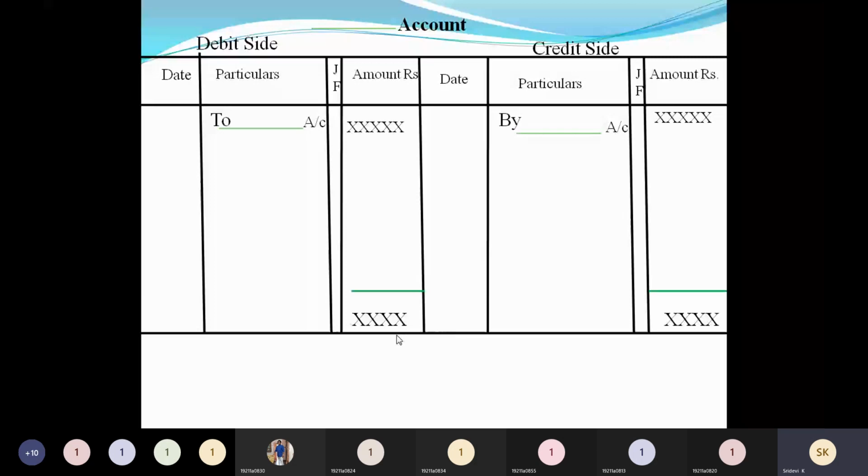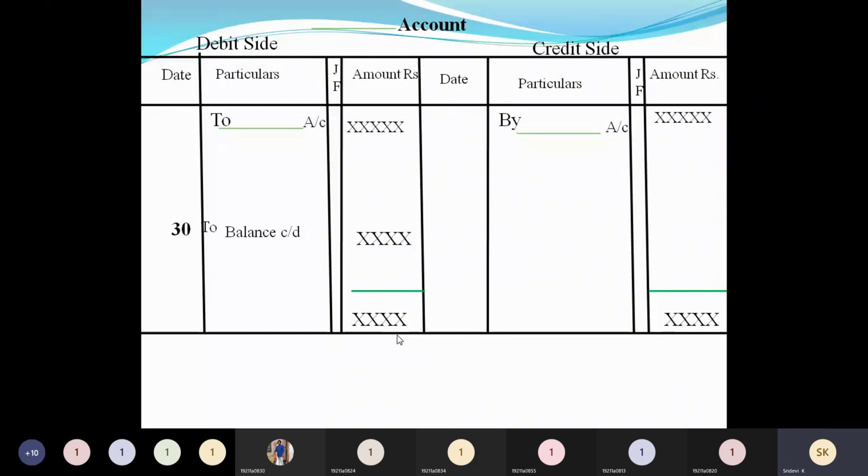The difference amount, how you are going to show it, is at the end of the month. If credit side total is more than debit side of that account, for suppose, so you are going to show the difference amount on the end of the date of that particular month, and you are going to show here as to balance carried down. C/D indicates carried down, and the difference amount you are going to show in the amount column like this.